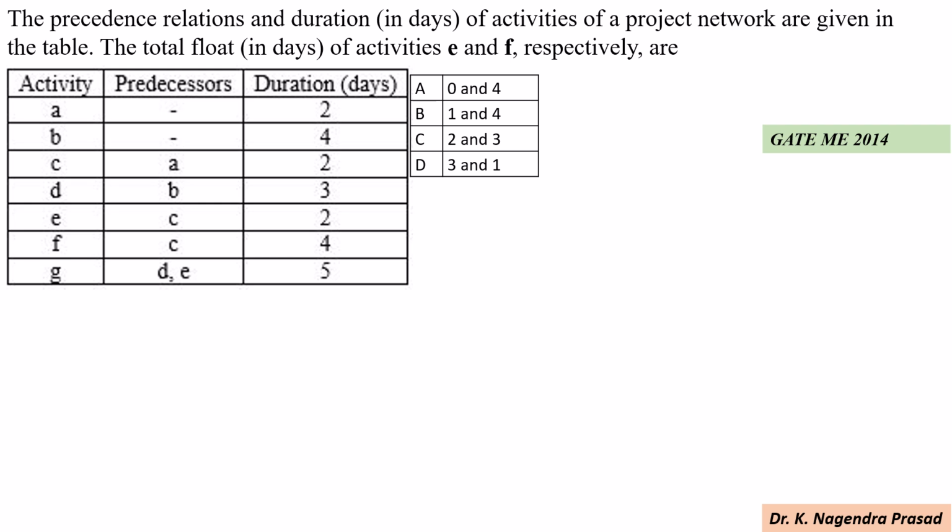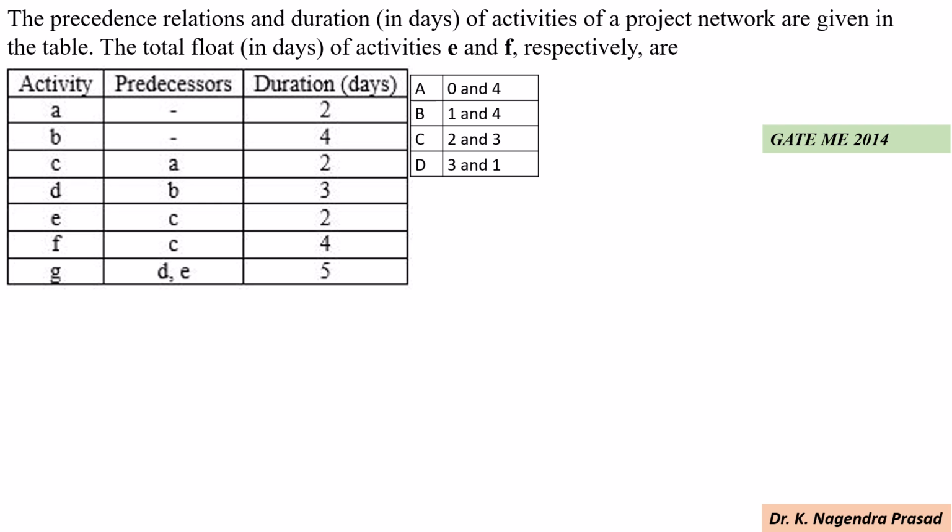In the present lecture, we will discuss the GATE previous questions on the project management topic. First problem: the precedence relations and duration of activities of a project network are given in the table. The total float of activities E and F respectively.